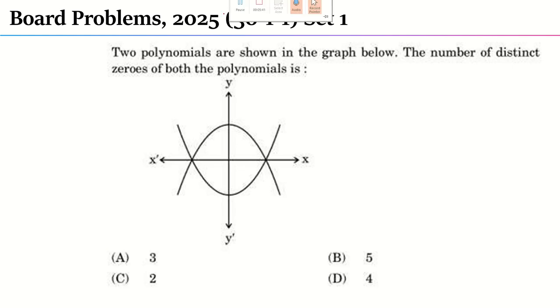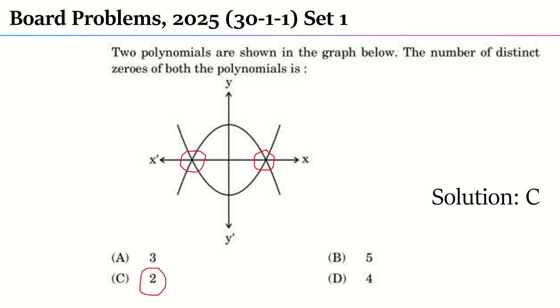And this appeared in the 2025 paper. They have shown two polynomials, and they are asking for the number of distinct zeros of both the polynomials. Distinct means unique. This polynomial goes this way, the other polynomial the opposite way. They both intersect the x-axis at these points. So the number of points is 2. So the answer is C.